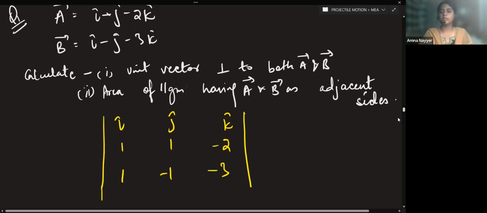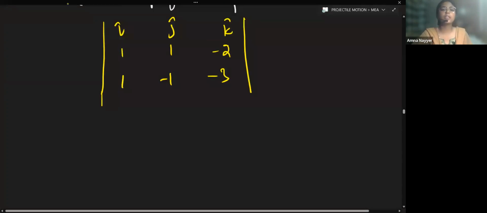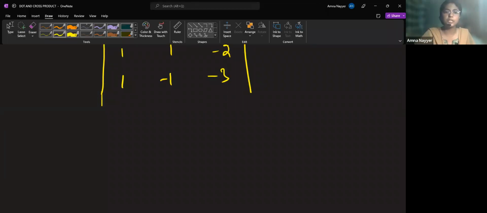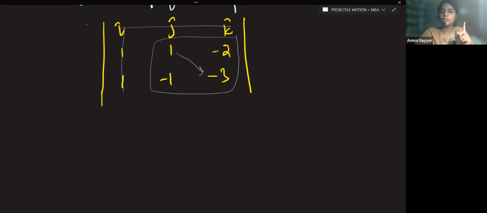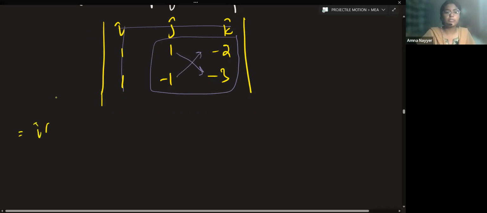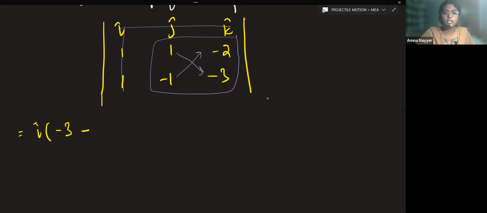Now what did I tell you? To solve this, we exclude the column of I cap to get the coefficient of I cap. What are we left with? We are left with these 4. You move obliquely downwards, minus obliquely upwards. That's the way we solve the questions. So A cross B will be what? For I cap, I'll get 1 multiplied by minus 3. That will give me minus 3. Minus obliquely upwards, so minus 1 into minus 2 will give me 2.